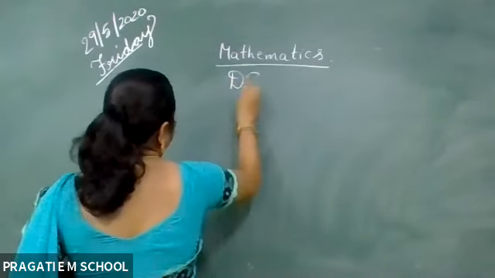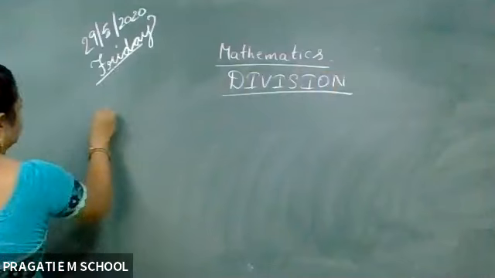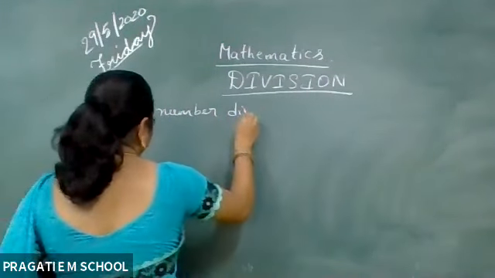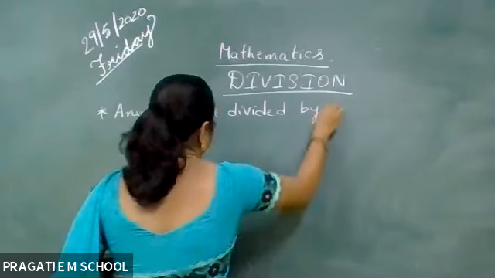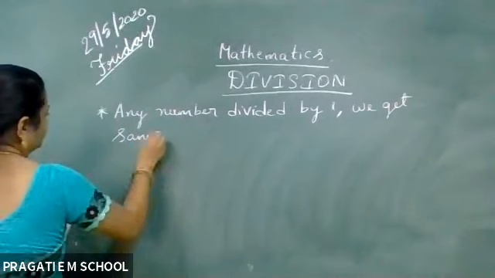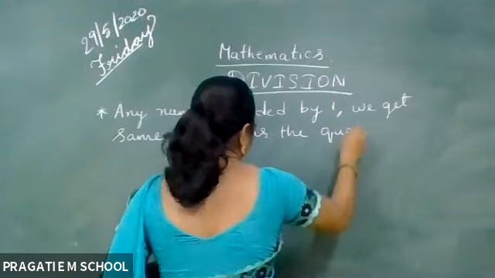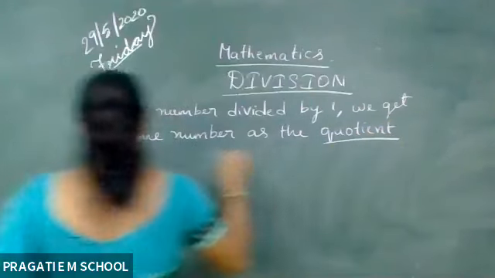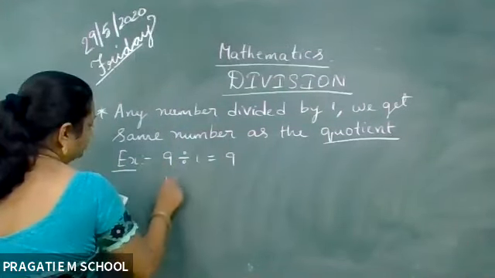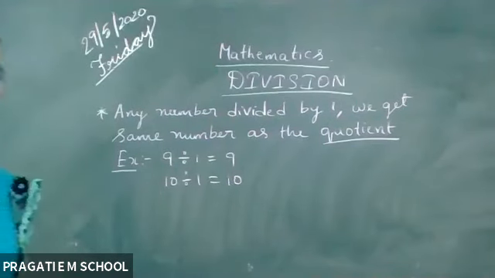So, division. Children, see here, any number divided by 1, we get the same number as the quotient. So for example, 9 divided by 1, we get 9. 10 divided by 1, we get 10 itself as the quotient. Copy, children, everyone. Any number divided by 1, we get the same number.